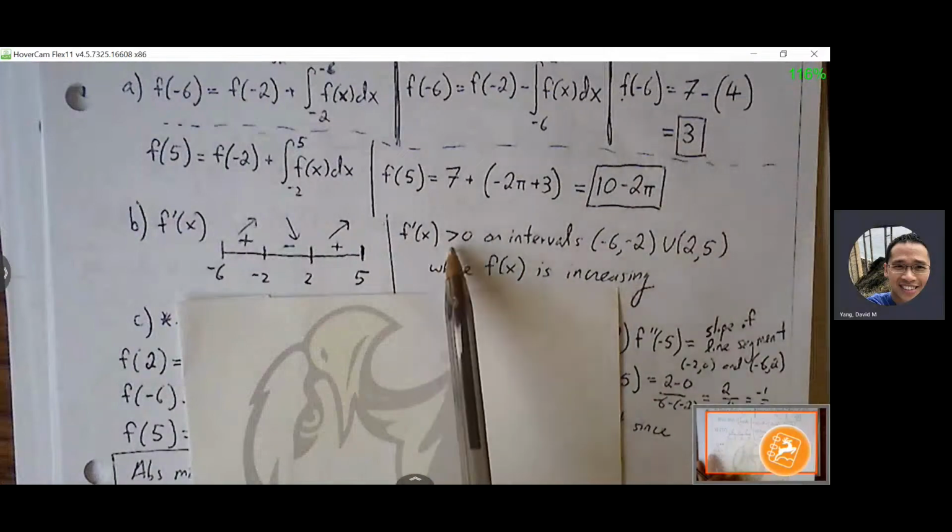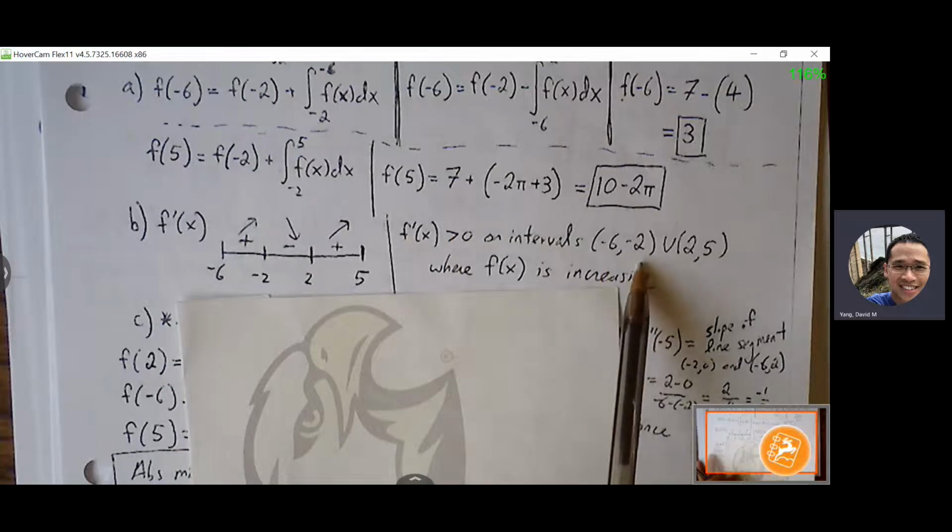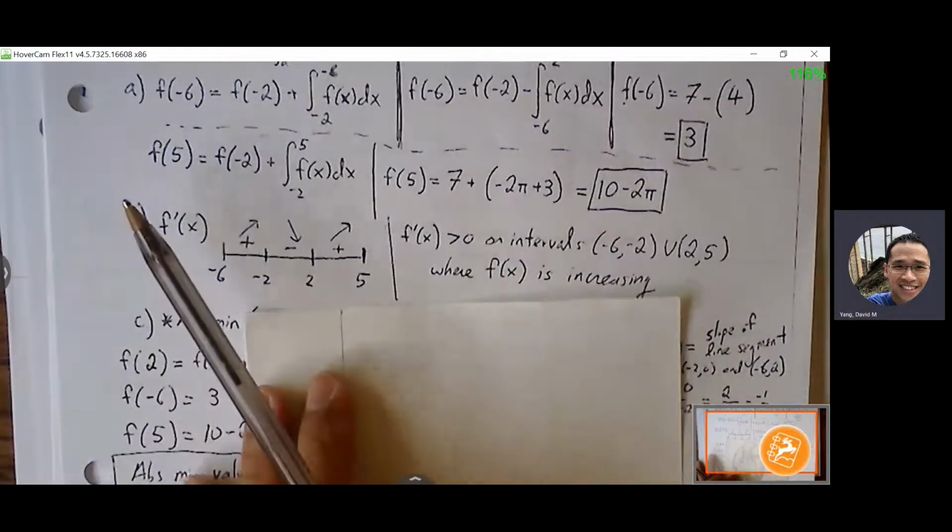So f prime of x is greater than 0. Our function is increasing on the intervals from negative 6 to negative 2, and also from 2 to 5.